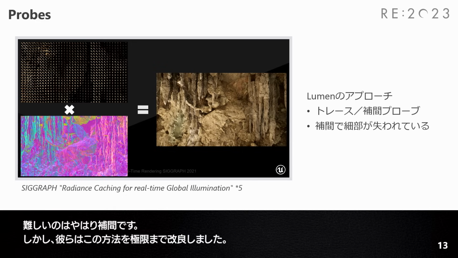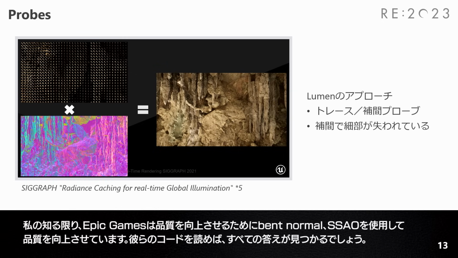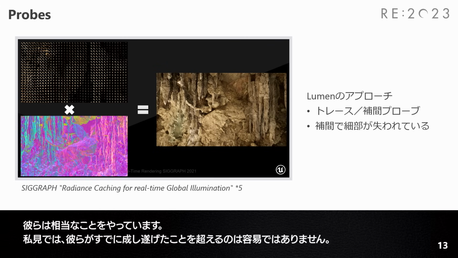The probe approach is one widely used in Unreal Engine, called Lumen. The difficulty is also in the interpolation. However, they improved this method to the extreme. Performance and quality are balanced. Actually, the probe approach needs pretty tricky adjustments and several guided buffers are used. As far as I know, Epic Games uses Spatial Normal SSAO to improve the quality. Just read their code, you will find all the answers. They have done a considerable amount. In my opinion, it won't be easy to go beyond what they have already accomplished.